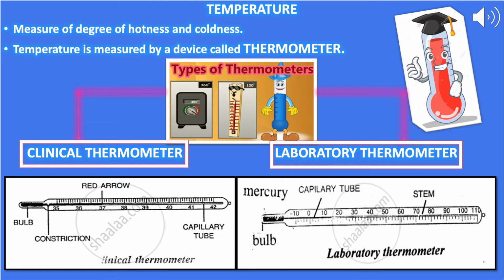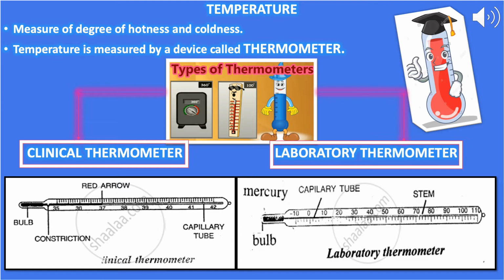So first of all, we will know about the construction of the clinical thermometer. A clinical thermometer is formed of a long and narrow glass tube with a bulb at its one end. This bulb is filled with mercury. The glass tube encloses a thin capillary tube. The capillary tube has a kink a little above the bulb.